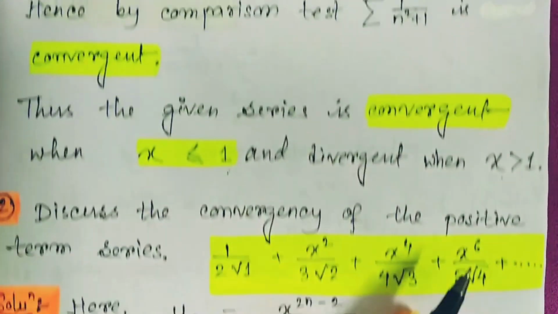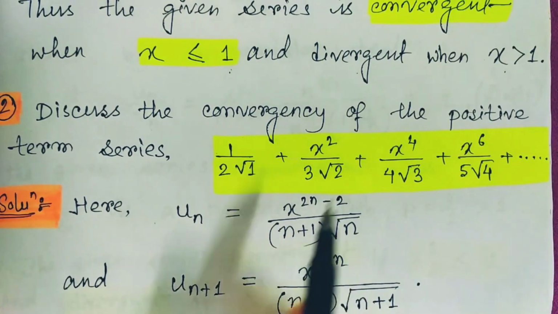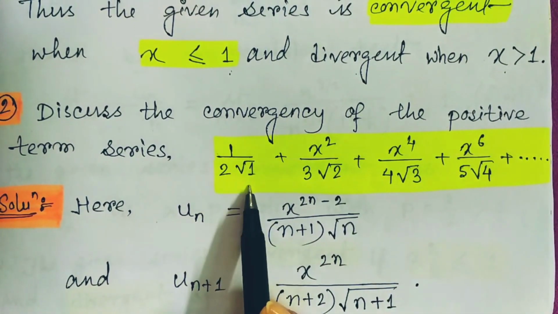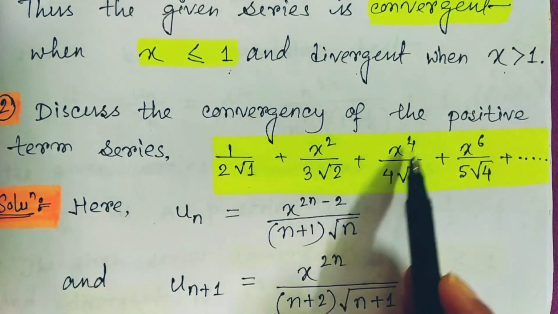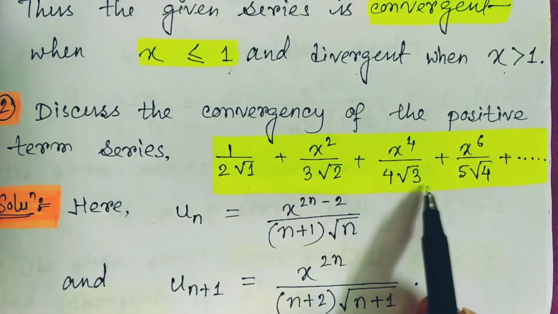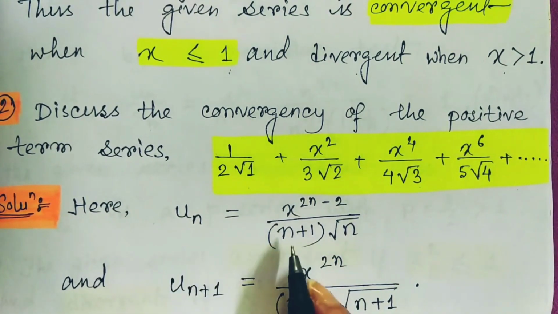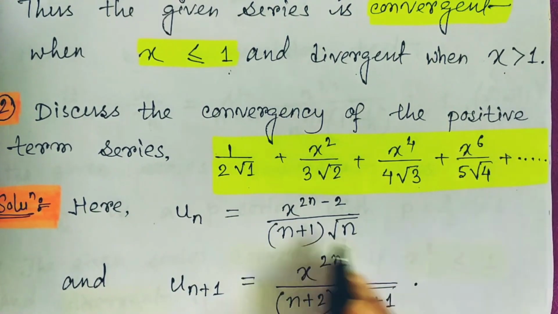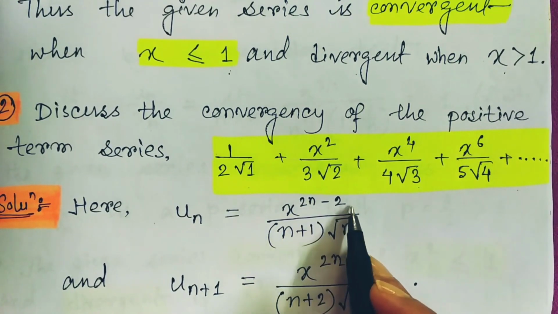Now, one more question let us discuss: discuss the convergence of the positive term series, this one. Here the series is 1 divided by 2 into root 1, plus x square divided by 3 into root 2, plus x to the power 4 divided by 4 into root 3, likewise. Here u_n is what? Here u_n has the denominator (n plus 1) into root n, and in the numerator x to the power 2n minus 2.